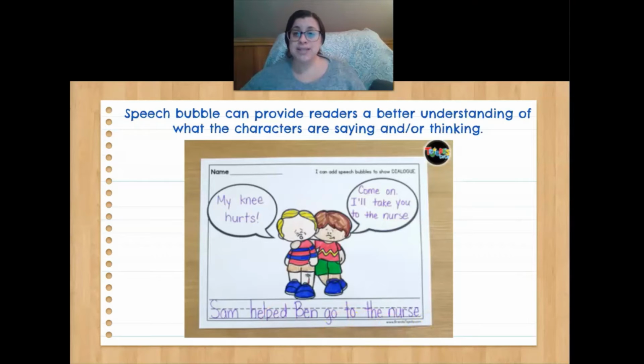Do our speech bubbles help us know who is Sam and who is Ben? Yes, they do. This speech bubble says, "My knee hurts." When we read the sentence, it says, "Sam helped Ben go to the nurse." That means Ben is the one with the hurt knee because he needed help going to the nurse. And this is Sam because he is saying, "Come on, I'll take you to the nurse."